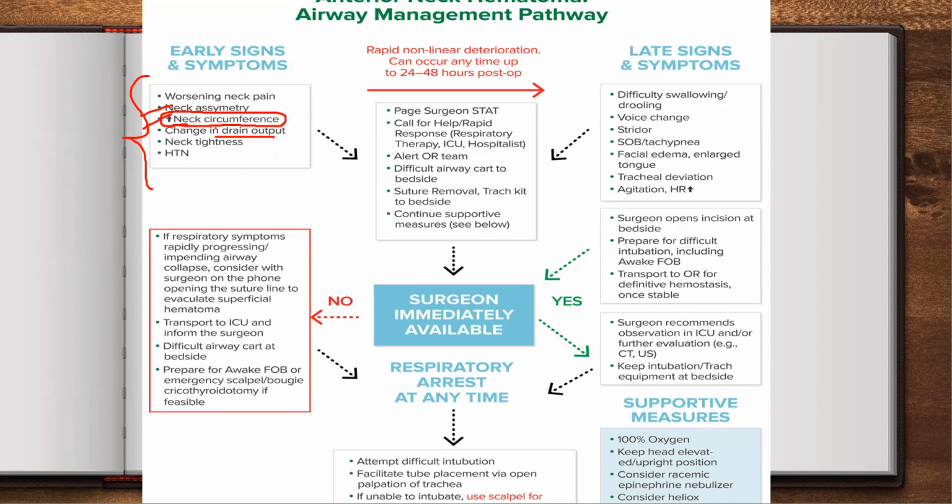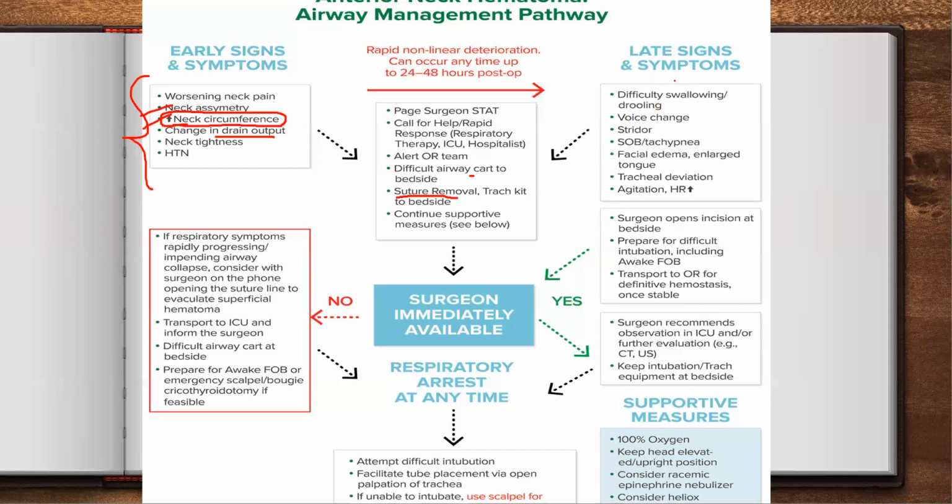Someone having these early signs and symptoms, you can do these things initially. So you have to obviously page the surgeon, call for help, or you can also call the rapid response team or emergency trauma team. So any of the teams you can page, alert the operation room, and bring the difficult airway cart to the bedside. So these are mainly happening in the hospital. So in the hospital, with something like that, always the operation team will be involved. The surgeon will be involved. Okay. The next step is to do the suture removal. Okay. This is one thing.